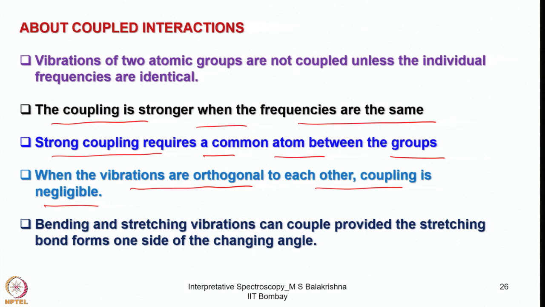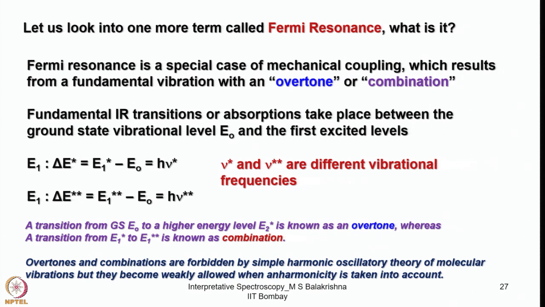Bending and stretching vibrations can couple provided the stretching bond forms one side of the changing angle. That's another point. Now let's look into a few more terms: Fermi resonance, overtone and combination. What are those? Let's look into one more term called Fermi resonance.